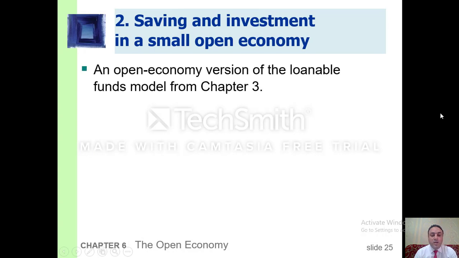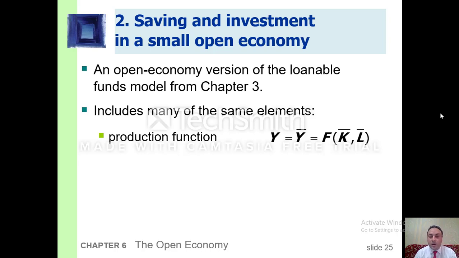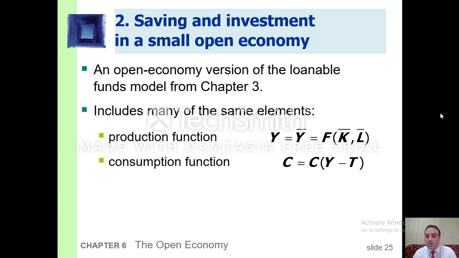So in an open economy version of the loanable funds model from chapter 3, this includes many of the same elements, such as the production function. As you know, the total output is determined by the amount of capital and labor that you use, so output is a function of capital and labor. Also the consumption function: total income minus taxes. When you subtract taxes from the income you earn, you consume the remaining amount of money.